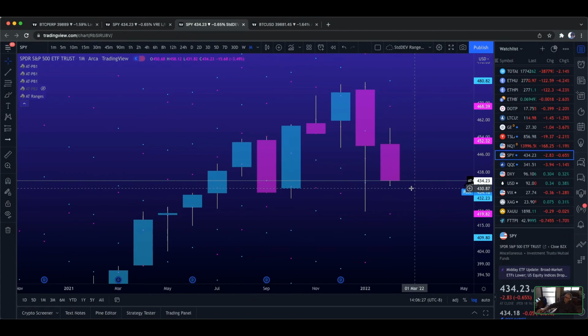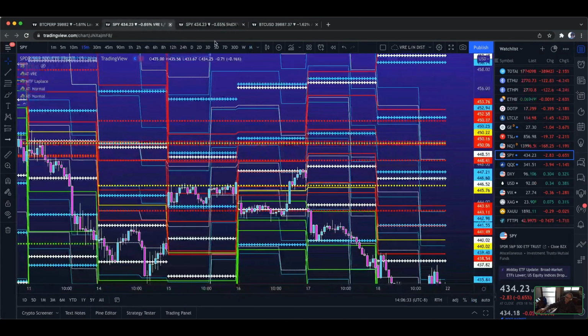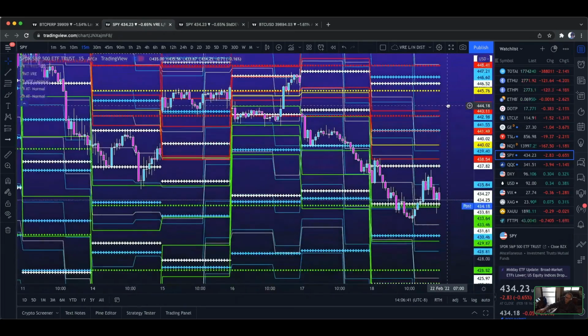Okay, so anyway, first standard deviation on the weekly and the monthly got tested to the downside by February. Monthly price action volatility range super tight. This thing's going to range.